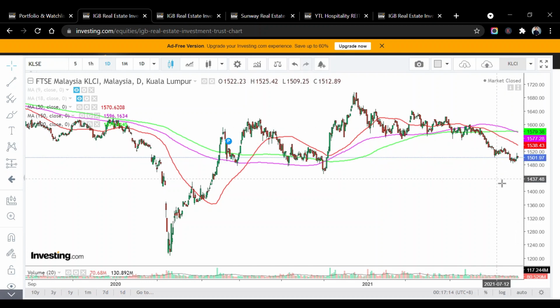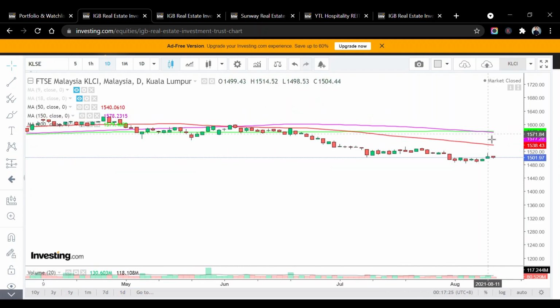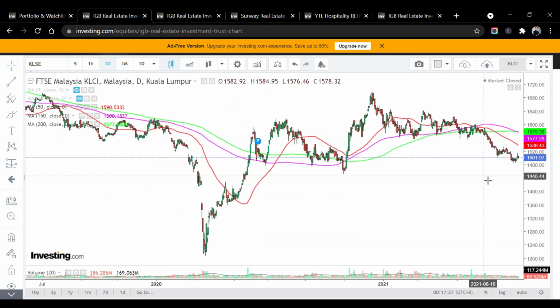And one thing to take note here guys, you can see the pink color, the 150 days moving average, in fact it already crossed below the 200 days moving average. So this is not a very good sign. This is actually a bearish sign, right? Because when the 50 days is below the 150 and the 150 is below the 200, it is a confirmed downtrend, and you can see the price continues to go down and down. So this is quite bearish.